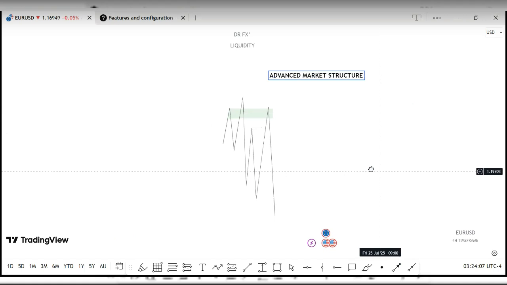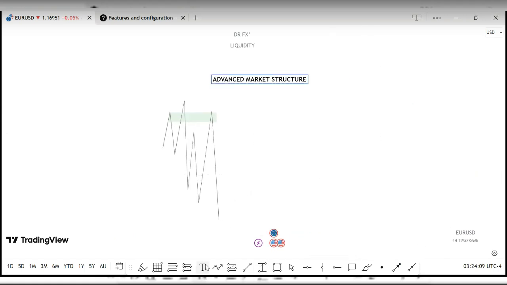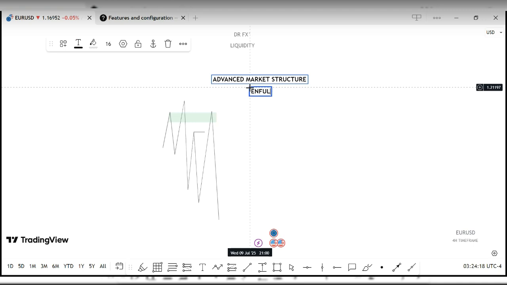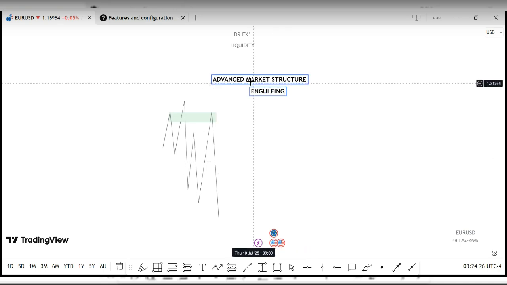In advanced market structure, there is a type of candlestick I always use for my entries, which I love the most, which I call the engulfing candlestick, right? I have shared some setups with that engulfing. Now, this engulfing pattern is a type of POI that gives us high probability setups. I'm going to show you a lot of them today.